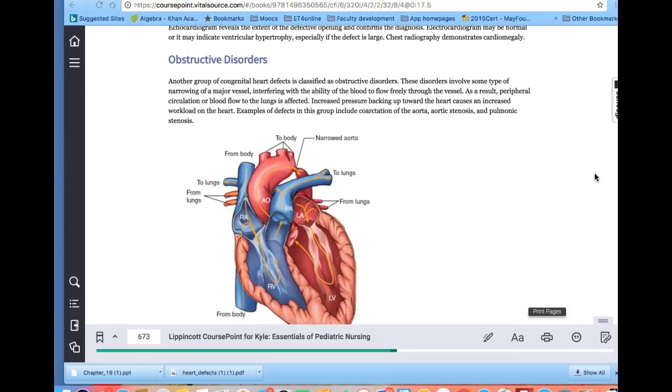All right, so another group is the obstructive disorders, okay? And the obstructive disorders are just what they sound like. Something's obstructing the blood flow. We're going to talk about coarc, which is coarctation of the aorta, aortic stenosis. So if you just think about those words, you can figure out what that is. And then pulmonic stenosis, same thing. Stenosis means narrowing.